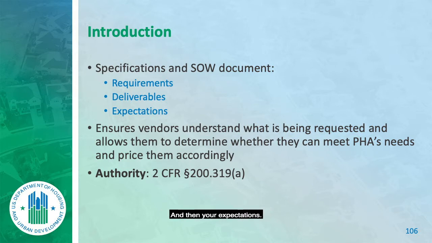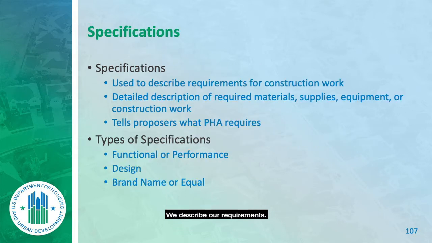And then your expectations. You have to ensure that vendors, contractors, proposers, bidders, whoever they are, understand what is being required and allows them to determine how they can meet those needs so they can give you a price. It's simple. I mean, that's a big duh, but we always want to keep that in mind. Whatever we tell them that they're going to do, we want to keep in mind it's to reach the goal that we have. We describe our requirements.